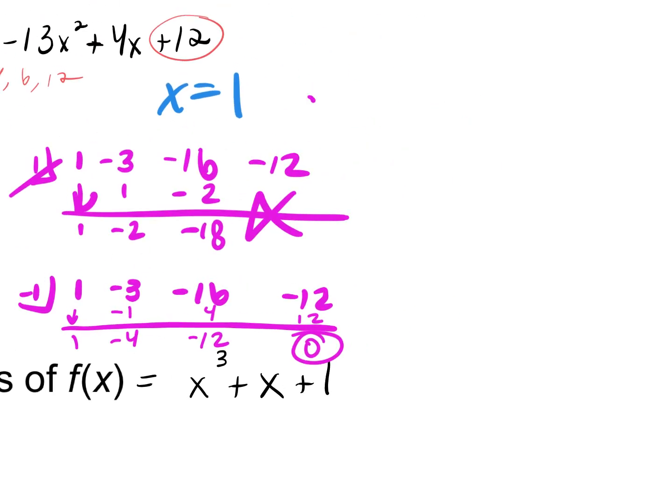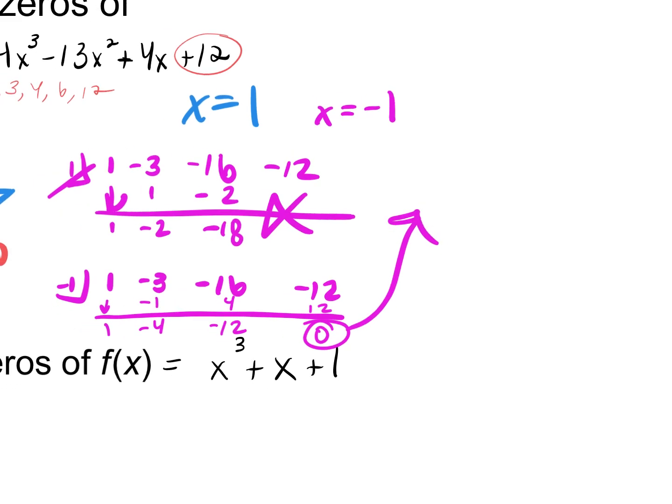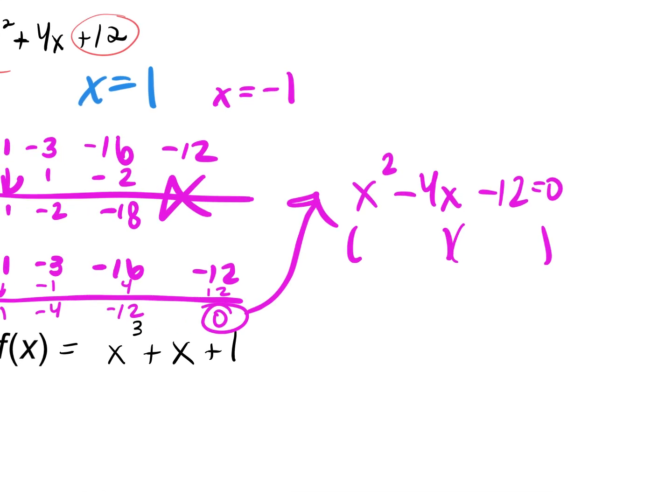Okay, so x equals here, negative 1. Good. So what's my resulting polynomial here? How would I write what I have left over? X squared minus 4x minus 12 equals 0. Do you guys want to do synthetic division again? No. Let's see if this factors. What are the factors of negative 12 that multiply to give me negative 12 but add to give me negative 4? Negative 6 and positive 2.